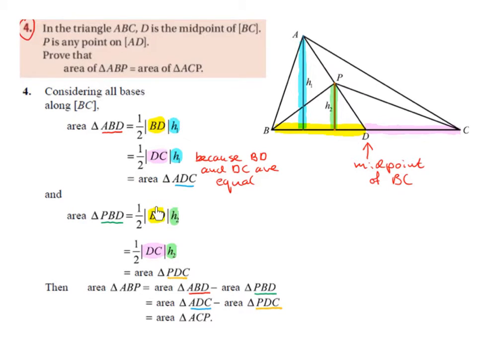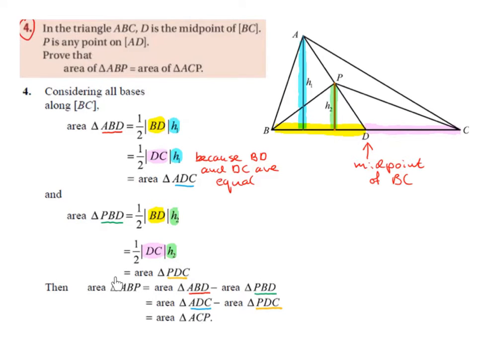And again, we're going to swap the BD for DC, because remember BD is equal in length to DC. So the area of the triangle PBD can be written as half times DC times H2, which is also equal to the area of PDC. So they have the same base, BD is equal to DC, and they also have the same perpendicular height. So the area of the triangle PDC is half times DC times H2.